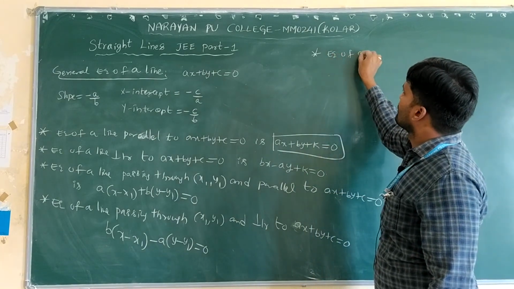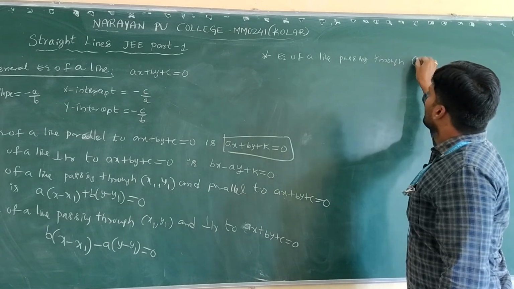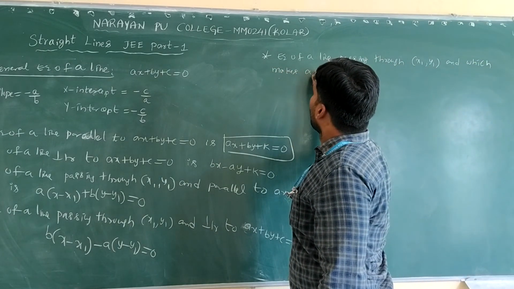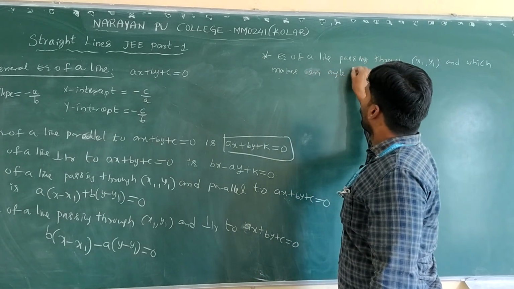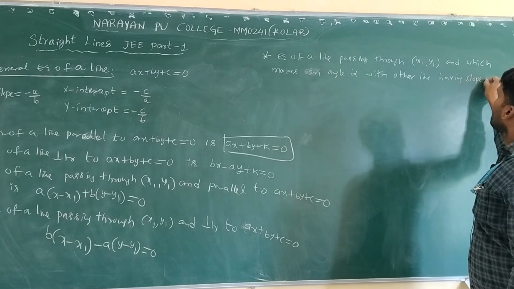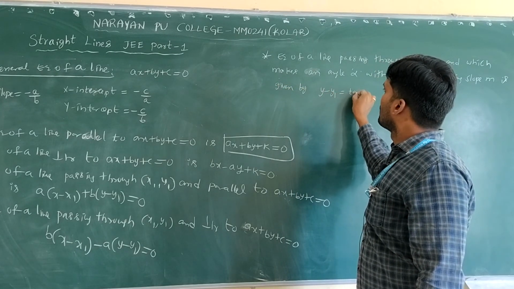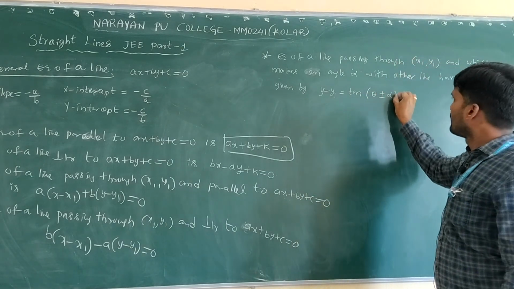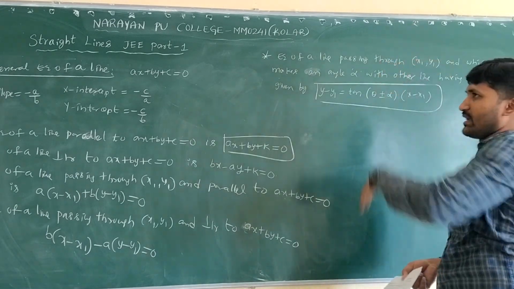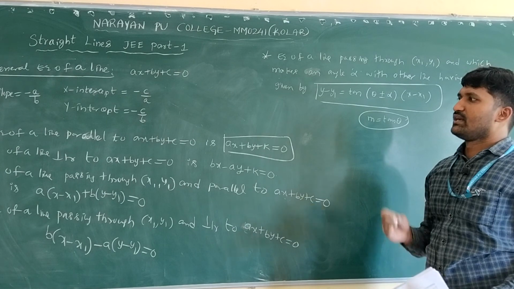Next, equation of a line passing through x1 comma y1 and which makes an angle alpha with another line having slope m is given by y minus y1 equal to tan of theta plus or minus alpha into x minus x1, where alpha is the angle the required line makes with this given line, and tan theta is nothing but the slope of the line, m is equal to tan theta. These are the basic formulas for different types of lines.